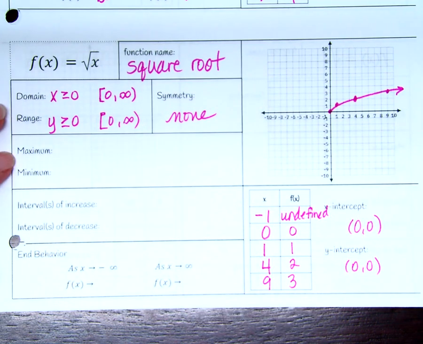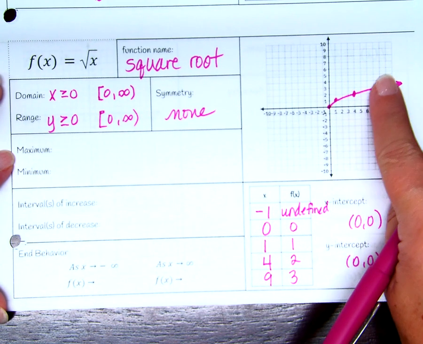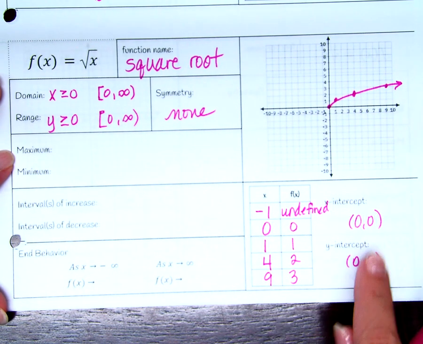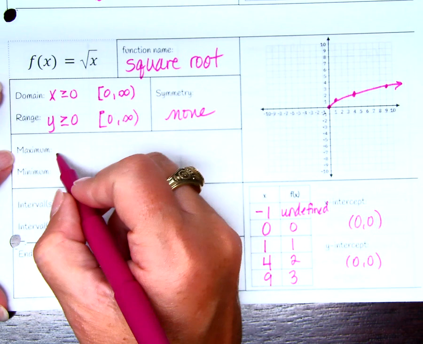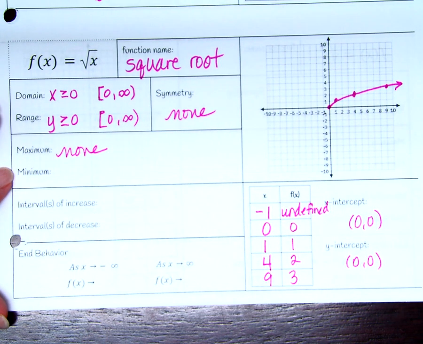Is there a maximum point? Is there a highest point? Like, as it's going up this way, is it eventually going to start coming down? No, it's not. So is there a maximum point? Okay. Is there a minimum point? 0, 0. Very good.